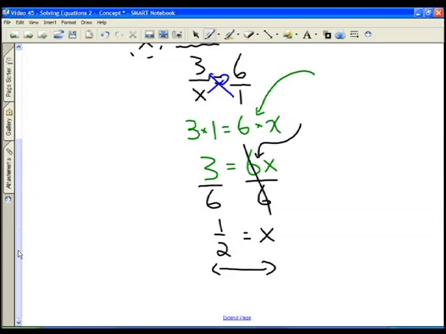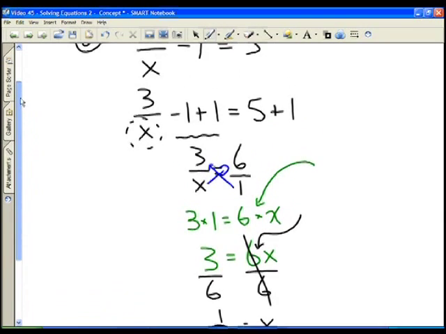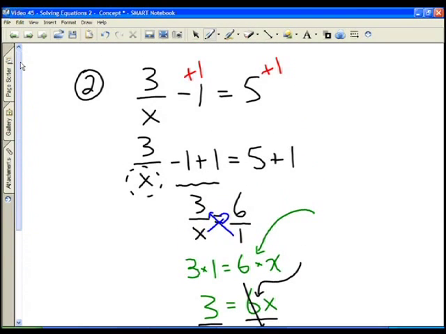Remember, we can read an equation from left to right, or from right to left. That's the whole power of the equal sign. And so now if we wanted to double check here, let's just work on the left-hand side. We have 3 divided by 1/2 minus 1. And let's see what that equals.